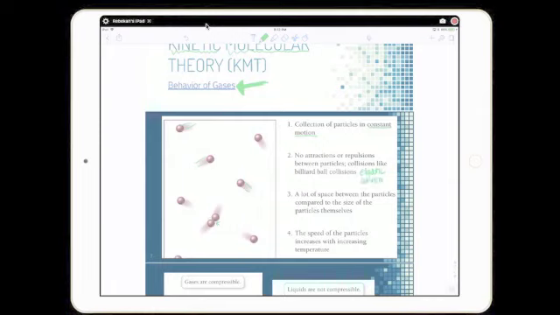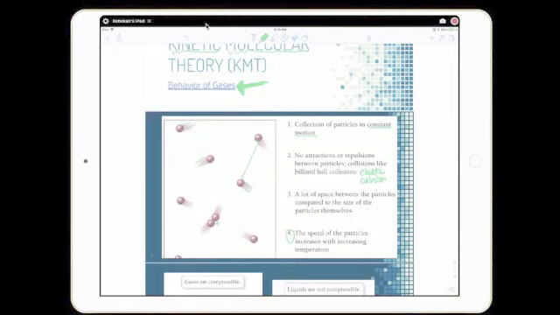Then we assume that there's a lot of space between the particles compared to the size of the particles themselves. The volume of the particle is so small in comparison to the volume of the space where the particles aren't that we said the volume of the particles is essentially zero. That's what that postulate means.